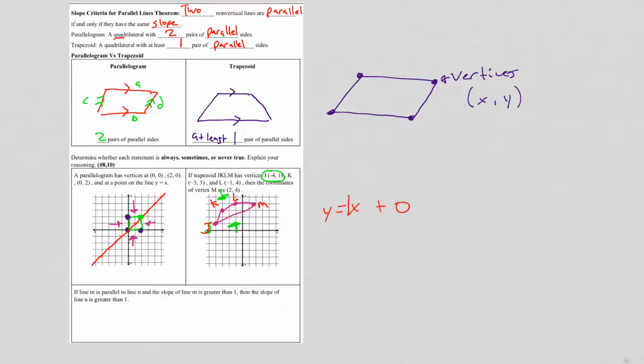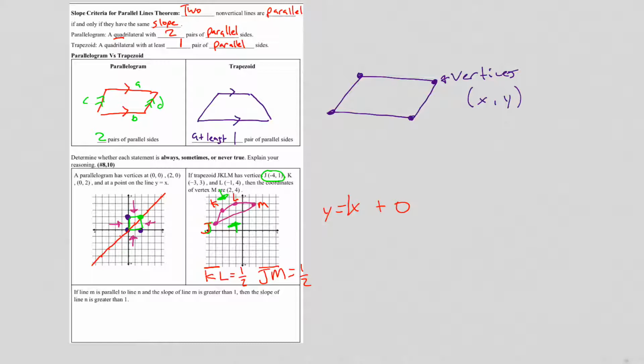So essentially, line segment KL, which you represent like that, is parallel to line segment JM. And KL has a slope of, looks like, 1 over 2, and JM has a slope of 1 over 2. So as you can tell, they are in fact parallel. They will never intersect, and they have identical slopes.